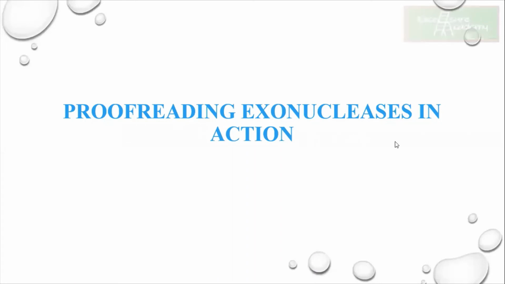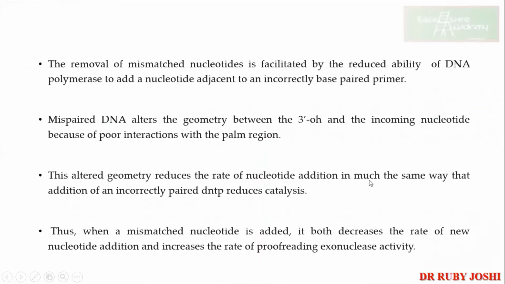So, proofreading exonucleases in action. We now know that your DNA polymerase has exonuclease activity. So we will also see how it does proofreading. The removal of the mismatched nucleotide is done by the exonuclease activity of DNA polymerase. Now why? See, whenever there is a mismatch, suppose this is here and a wrong base pair has come here. There will be a bend, which is not a proper helix, but a bend is present over there. So because of which what will happen?